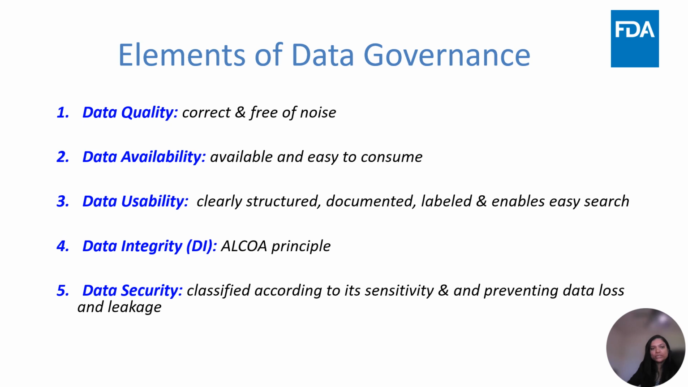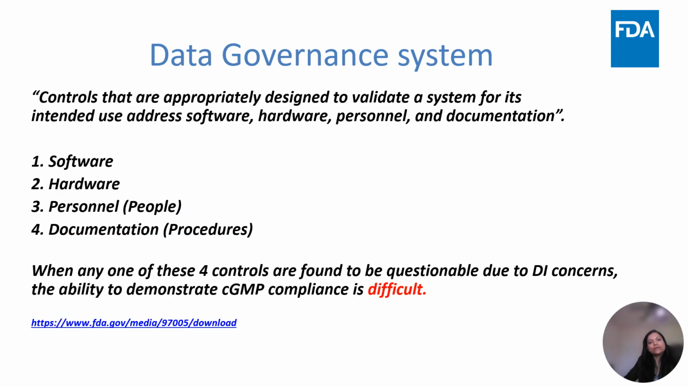Data availability ensures that the submitted data are available and easy to consume by business functions whenever it's needed. Data usability ensures data are clearly structured, well documented, and labeled, enabling easy search and retrieval. Data integrity ensures the data are attributable, legible, contemporaneous, original, and accurate. Data security ensures data are classified according to its sensitivity and defines processes for safeguarding information and preventing data loss or leakage.